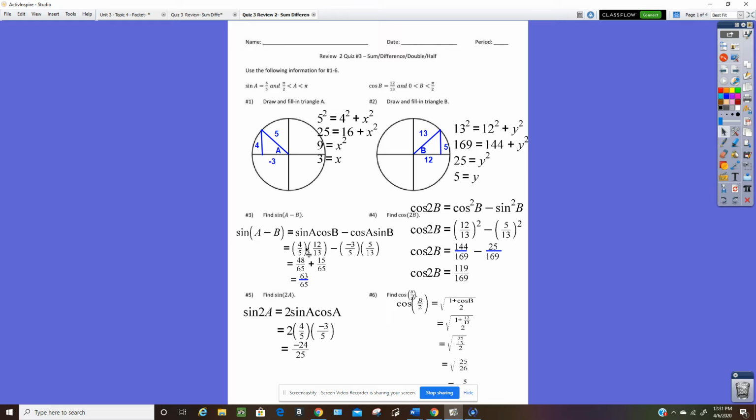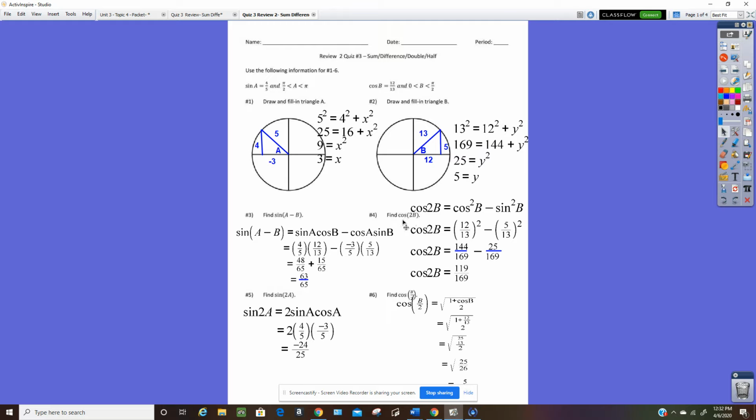So when you're calculating these problems here, I'd like you to leave this in fraction form. So 4 times 12 is 48, and then 5 times 13 is 65. So you get 48 over 65. And then -3 times 5 is -15 over 65, but you're subtracting -15 over 65, so that becomes adding 15 over 65 when you add these two together. Now that you have a common denominator, 48 plus 15 is 63 over 65.